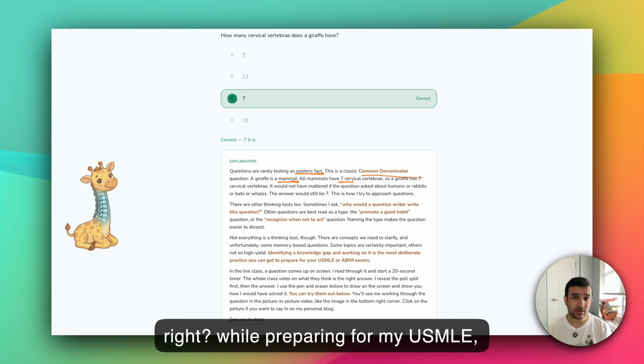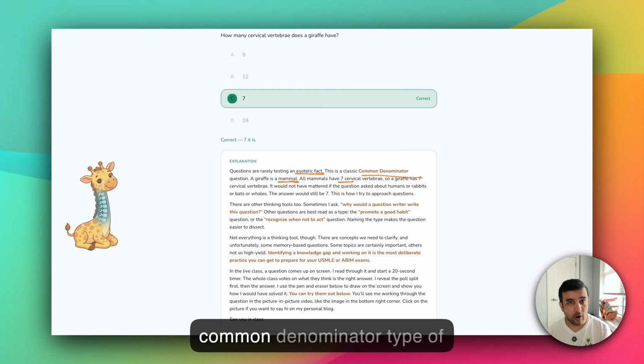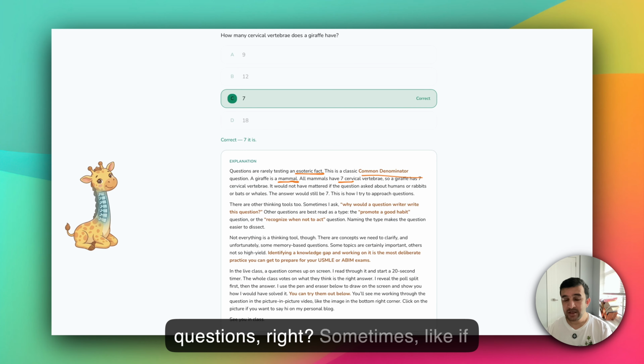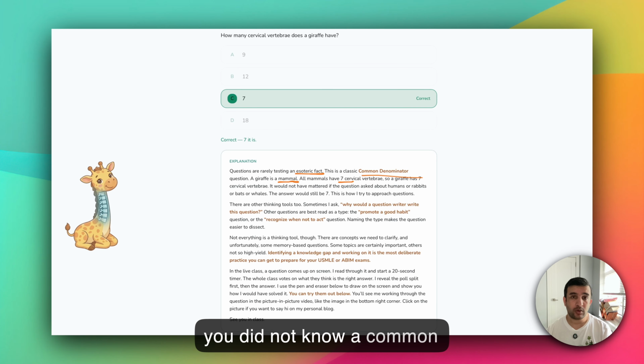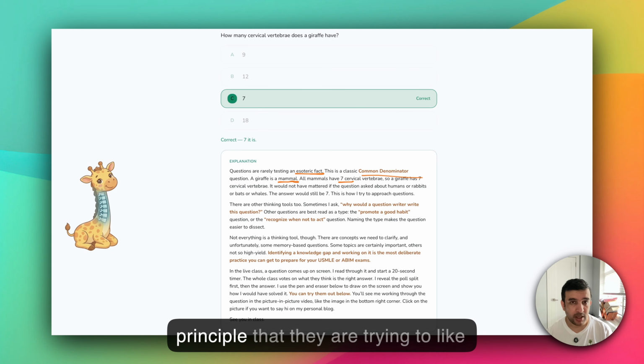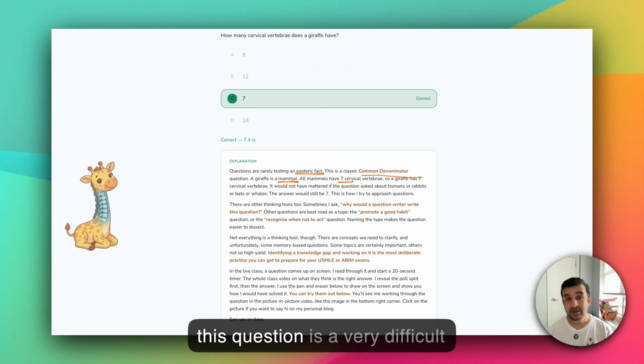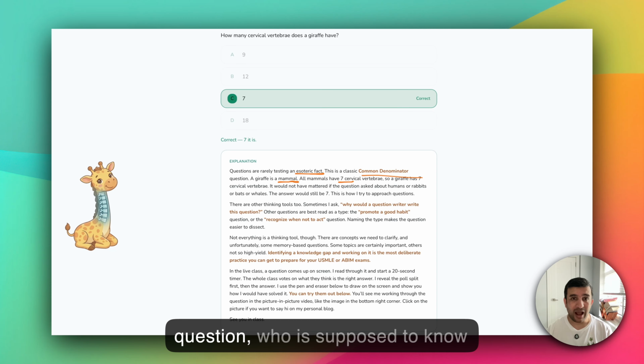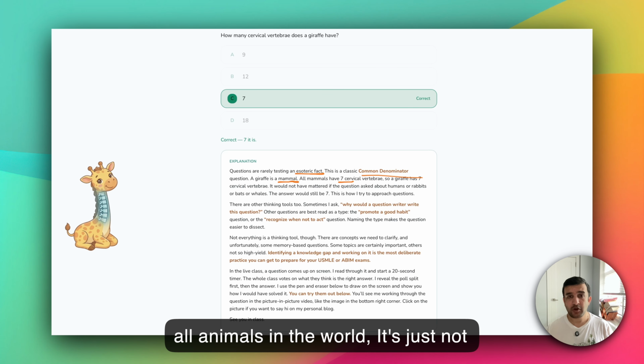While preparing for my USMLE, I noticed that there are a lot of common denominator type questions, right? Sometimes, if you did not know a common denominator type of question exists, or if you did not know the underlying principle that they are trying to ask you in this question, then this question is very difficult. Who is supposed to know the number of cervical vertebrae of all the animals in the world, right? It's just not possible.